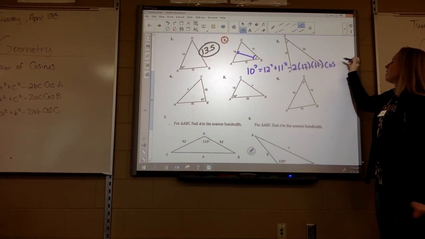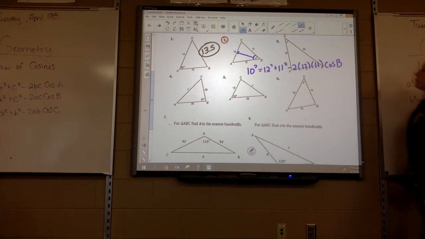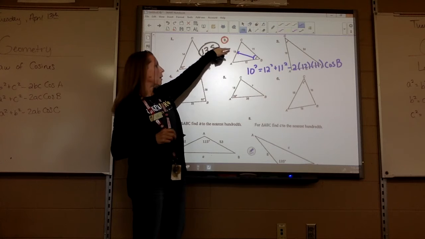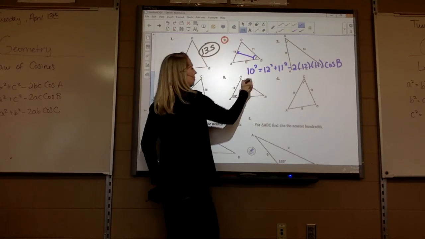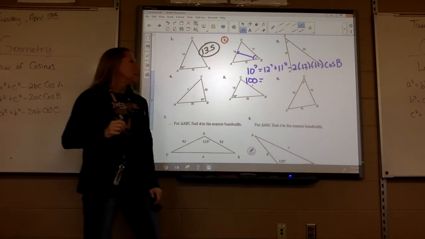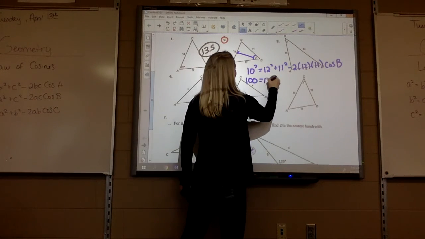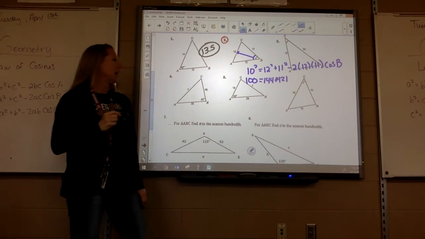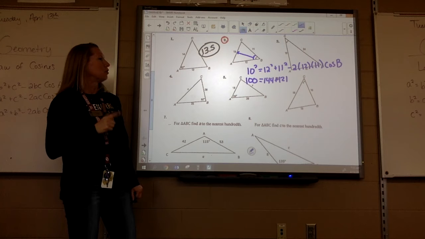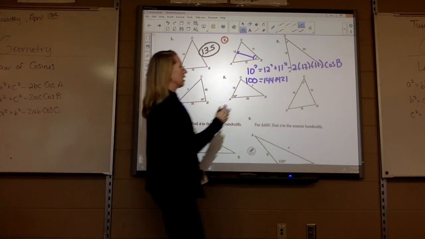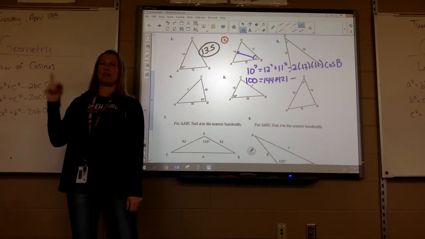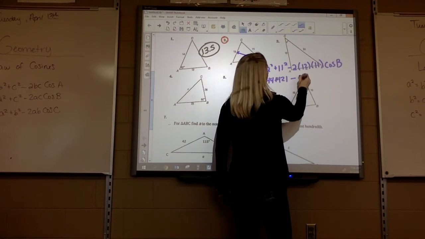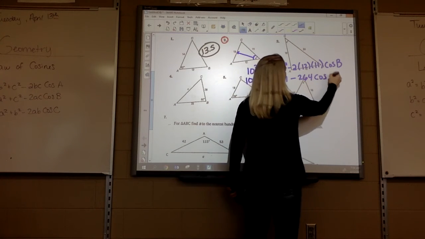And then it's cos angle B this time. So the thing is, you always have to start with the side across from the angle that you want to find. So what is 10 squared? 100. What's 12 squared? 144. What's 11 squared? 121. Now you're going to have to do 2 times 12 times 11. That's 264. So put a minus sign: minus 264 cos B.